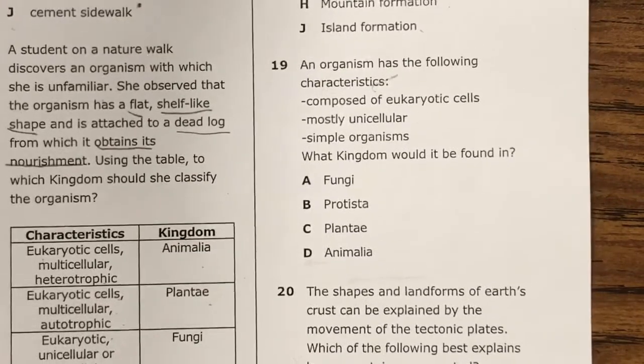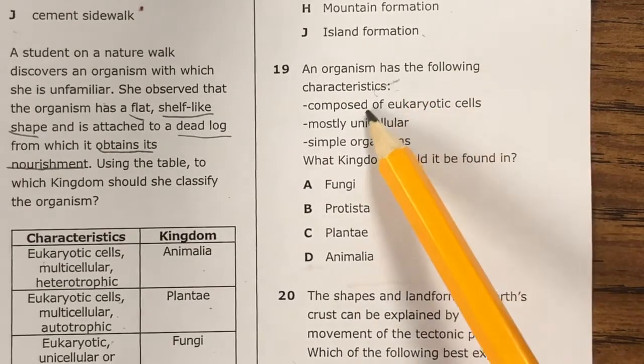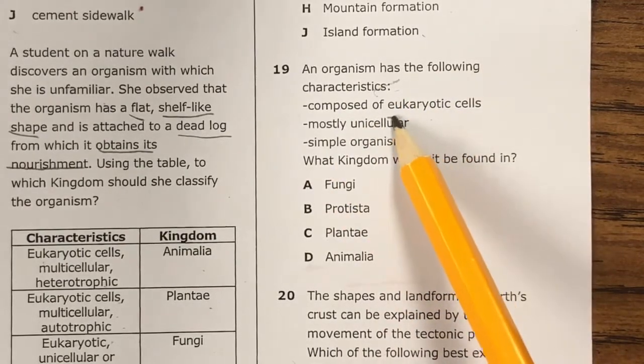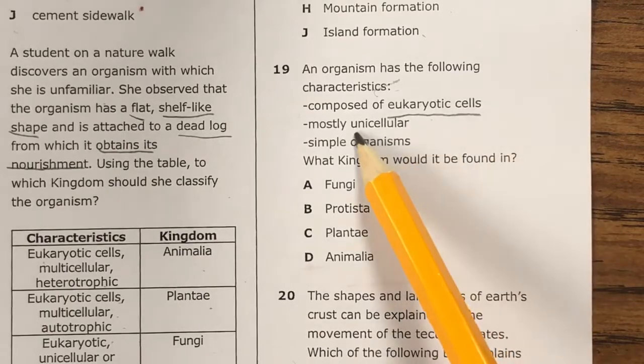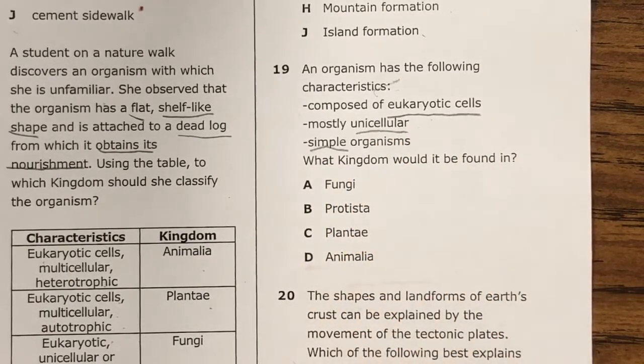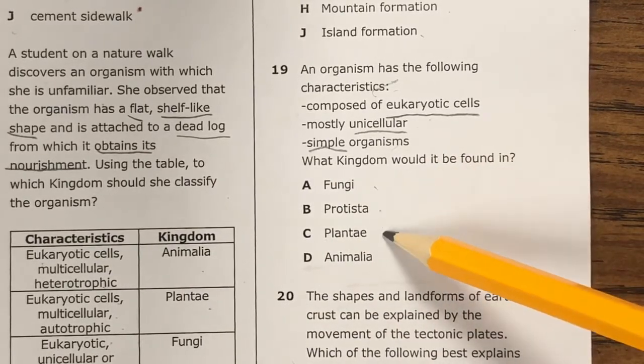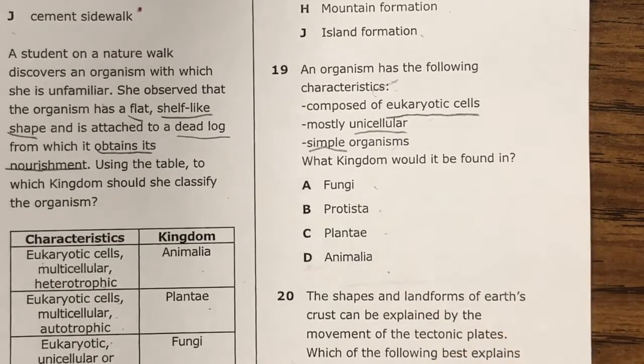Number 19. An organism has the following characteristics. First, it's composed of eukaryotic cells. It's mostly unicellular. It's a simple organism. What kingdom does it go in? A, fungi, B, protista, C, plantae, or D, animalia?